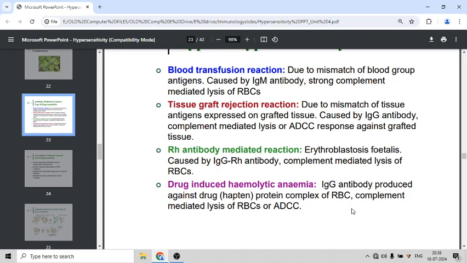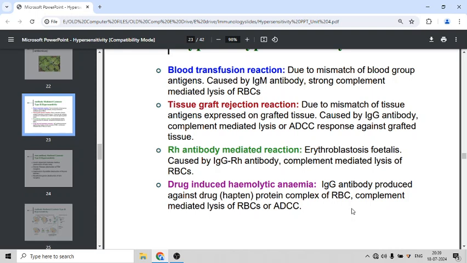The antibody produced against the hapten protein complex would react on that complex, resulting in lysis of the RBCs. This lysis would cause hemolytic anemia, because RBCs will be lysed and lost by the person, and hemolysis of the RBC would result in anemia, deficiency of RBC. At the same time, the antibodies produced against the hapten protein complex may initiate an ADCC response by activating the immune cells to come and bind to the antibody which is already bound to the hapten protein complex, resulting in lysis of the RBCs.